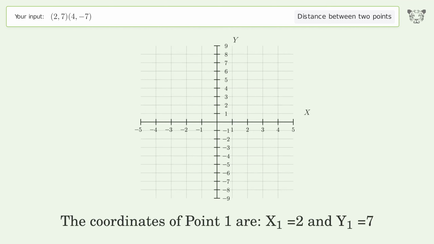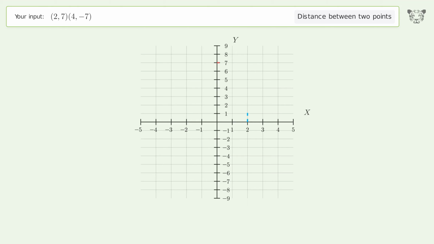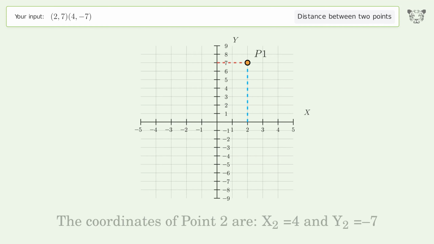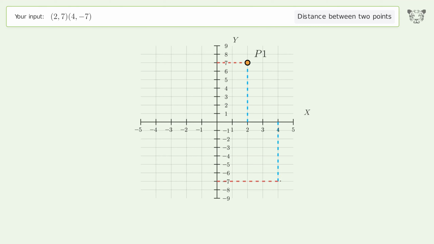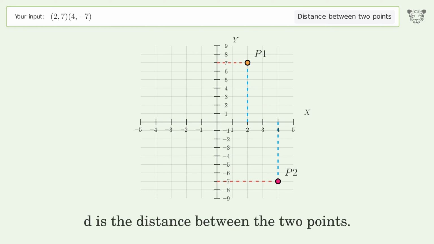The coordinates of point 1 are, x1 equals 2 and y1 equals 7. The coordinates of point 2 are, x2 equals 4 and y2 equals -7. D is the distance between the 2 points.